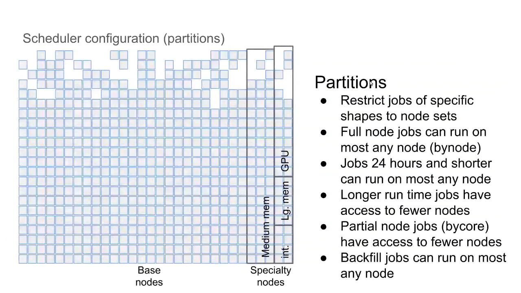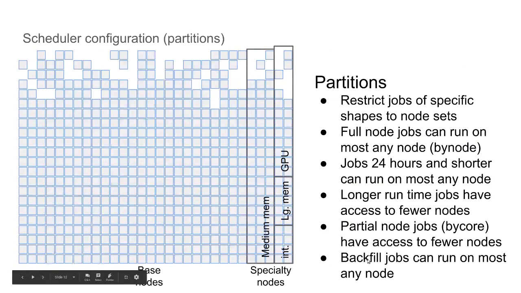So the partitions restrict jobs of specific shapes to node sets or subsets of nodes. Full node jobs can run on most any node. So if you're requesting all of the cores on a node or all of the memory, then that job being isolated to, or having the only usage on, that node is favored in some ways by the scheduler. Jobs that are 24 hours and shorter can run on most any nodes. Longer runtime jobs have access to fewer nodes, and partial nodes, or by core, have access to fewer nodes.